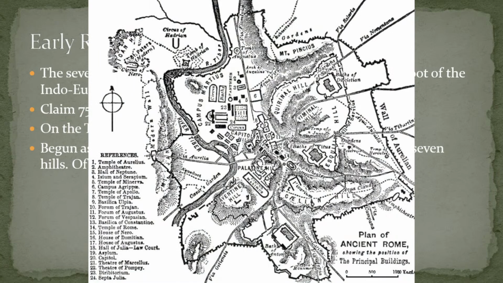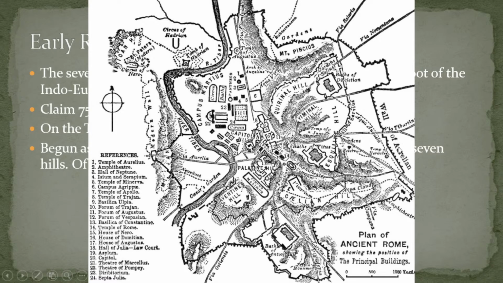Here's a map of Rome. This is a little bit later, obviously, but you've got the various hills. Where's my mouse? You've got the various hills here: Mount Pincius, Aquarian Hill, Vimo Hill. Over here is the River Tiber, all that stuff.